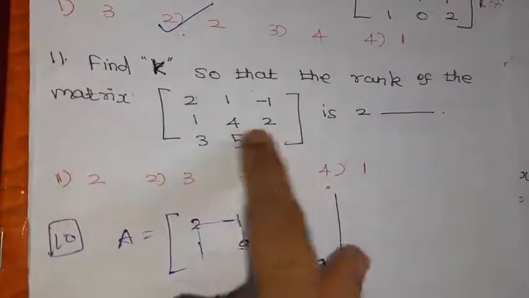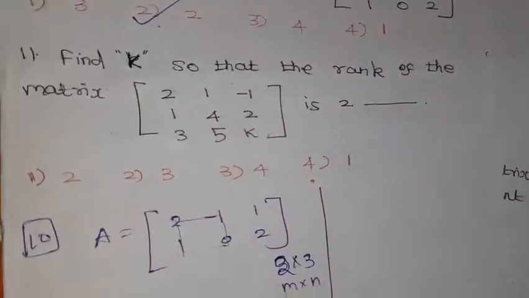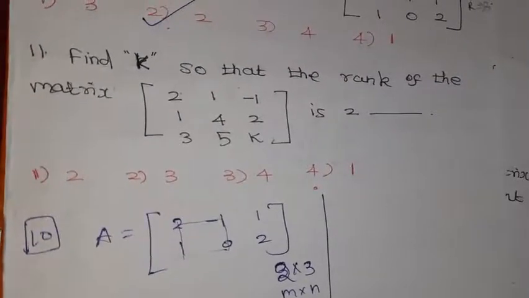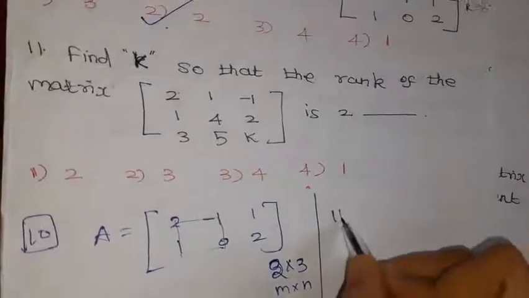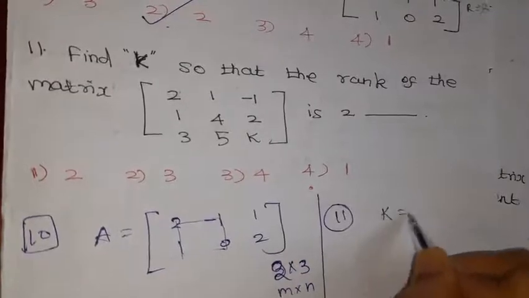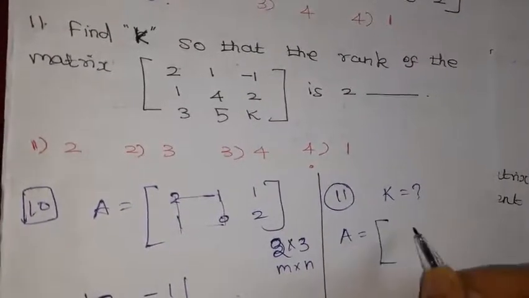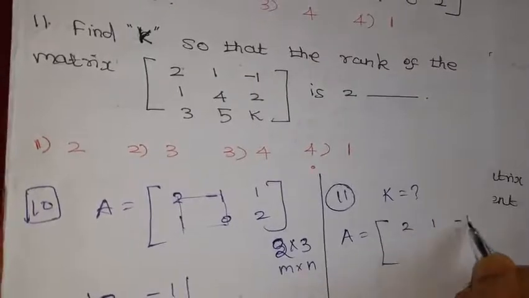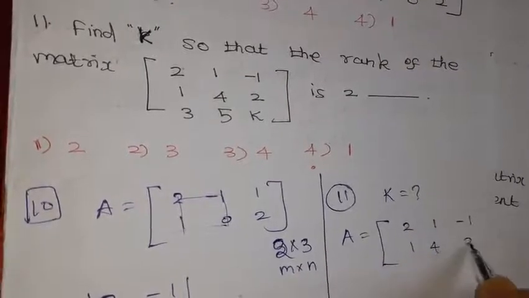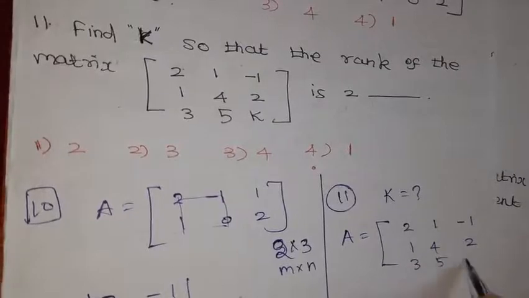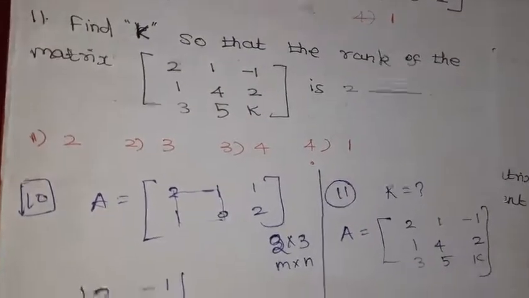The given matrix has rank 2. How can we find the value of K? We will see. What is given? We need to find the value K. The given matrix A is 2 1 minus 1, 1 4 2, 3 5 K.